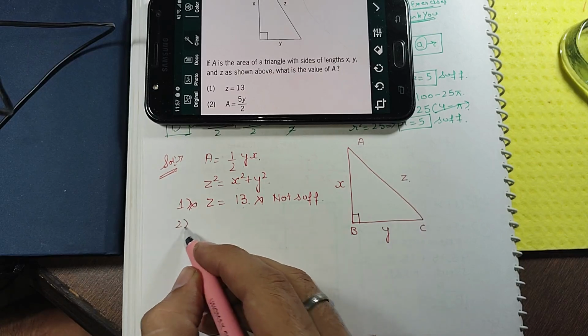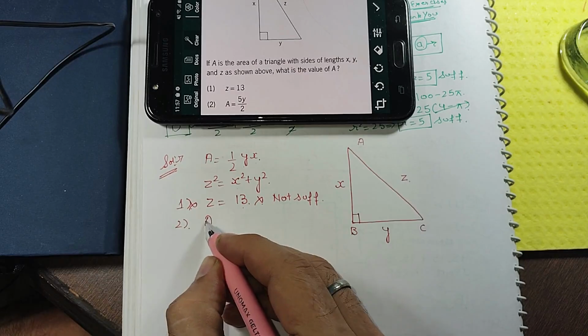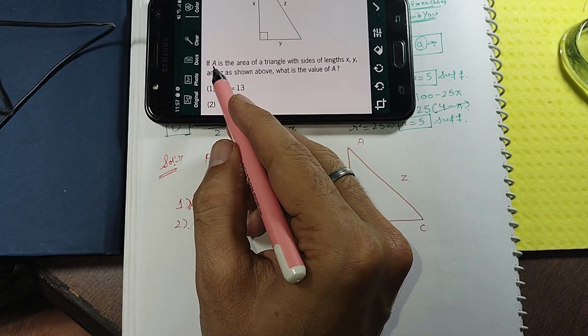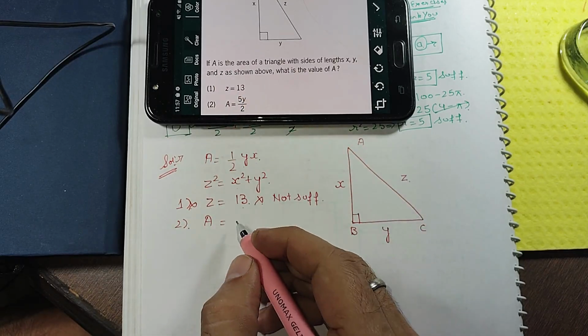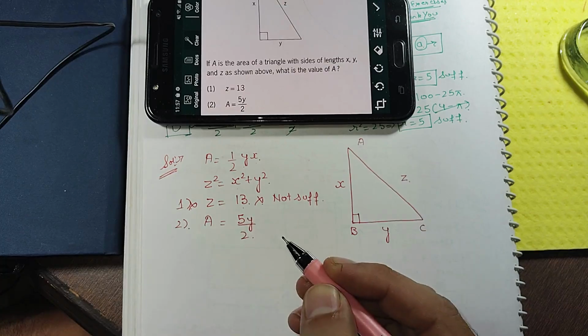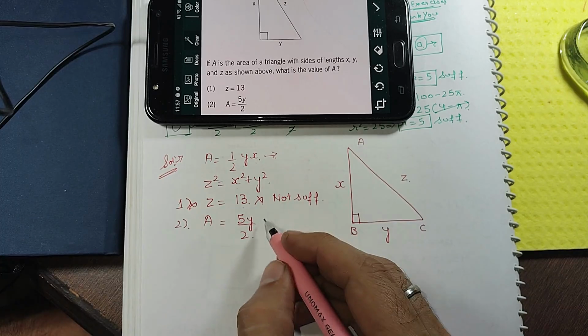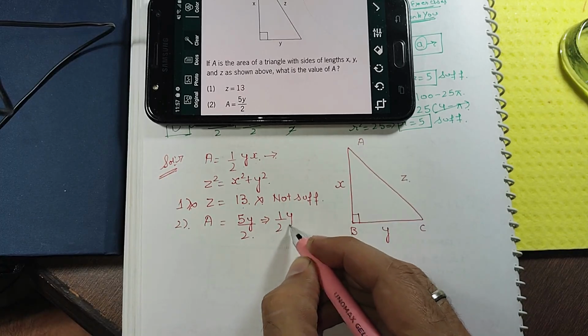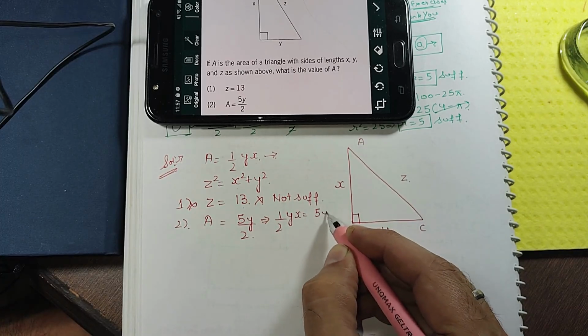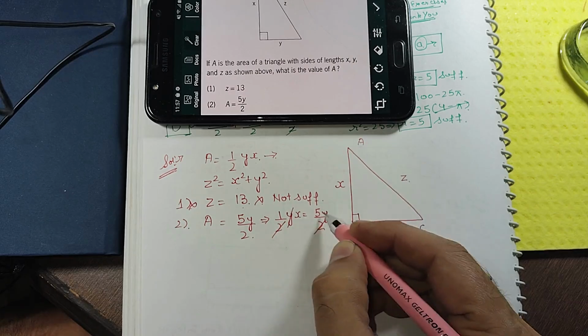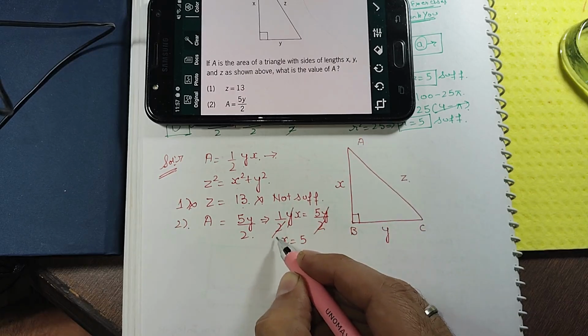Now moving to statement 2. Statement 2 says that area, because the question is referring to A as the area of the triangle, is equal to 5y by 2. Now we have calculated area from base into height as 1 by 2 yx. So I can equate 1 by 2 y into x is equal to 5y by 2. So 2 and 2 get cancelled, y and y get cancelled, so I am getting x equal to 5.